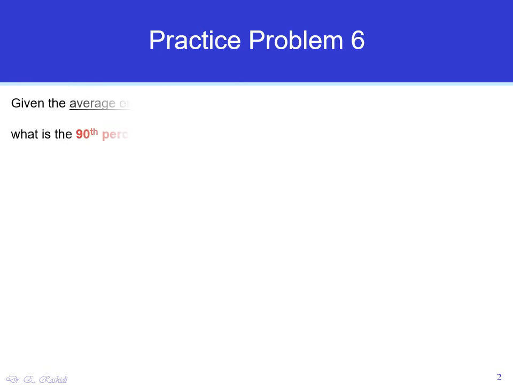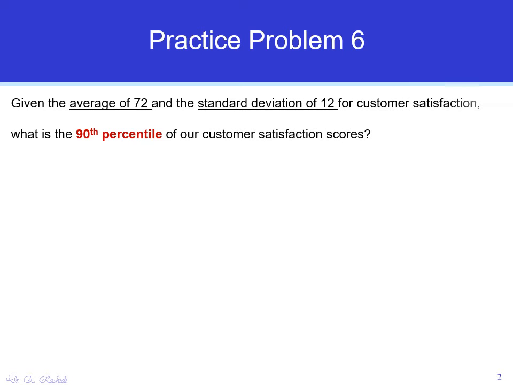Let's do another practice problem. This is a follow-up problem from the customer satisfaction problem. Given the average of 72 and a standard deviation of 12 for customer satisfaction, following the normal distribution, what is the 90th percentile of our customer satisfaction? Please pause, think about this question and try to answer it, and then come back to see the solution.